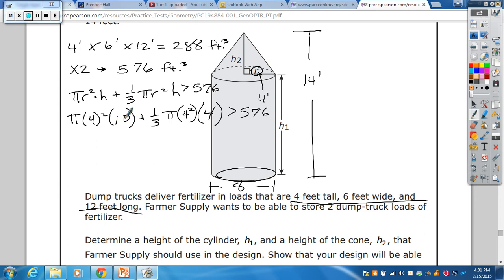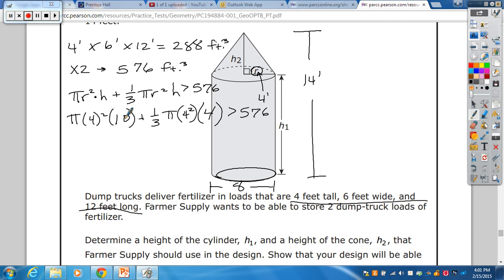Again, just throwing in numbers here. One thing you're going to recognize is at the very bottom of the answer sheet for this problem, it says anything that has a height of 14 feet or less and has a volume greater than 576 is an acceptable answer. So there isn't really one set answer for this one.